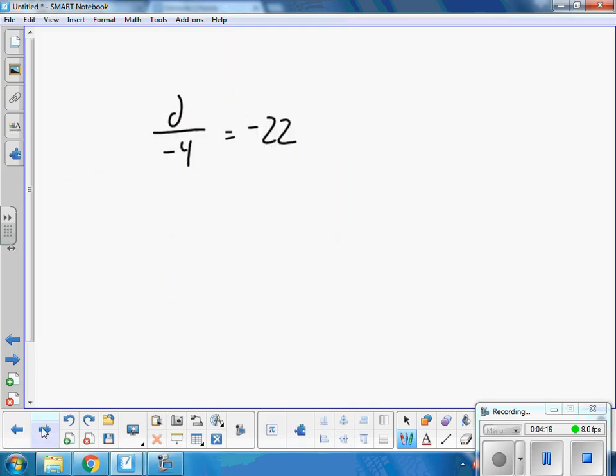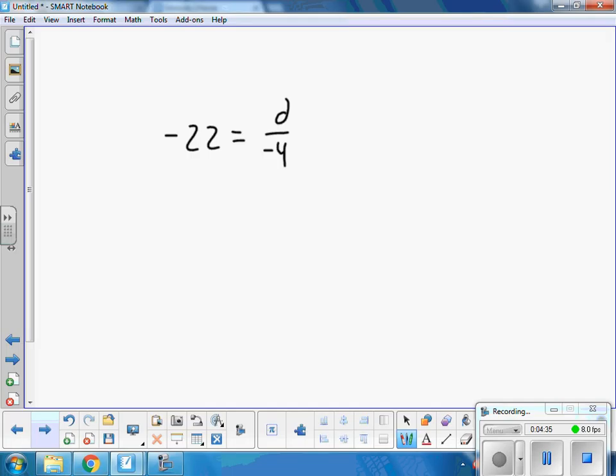Time for a fiery check mark. Another quick example here. When I look at D, I see that it is being divided by 4. In fact, I can write this the other way. So let me do that, because I want you to see why I say look at the side with the variable.